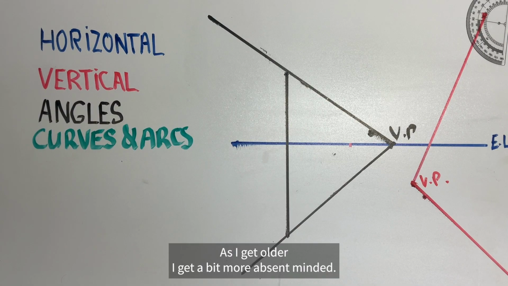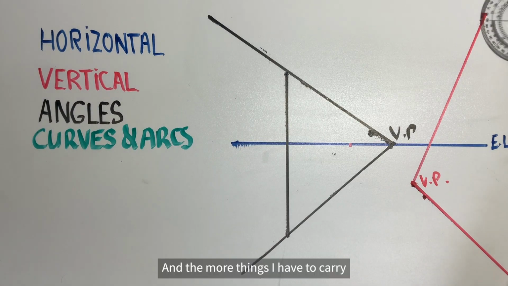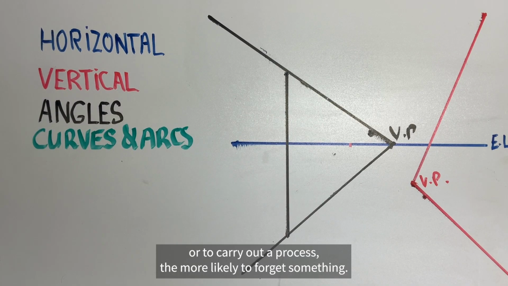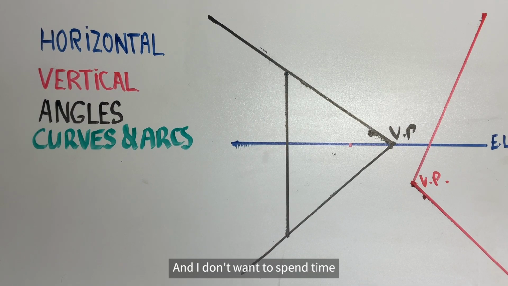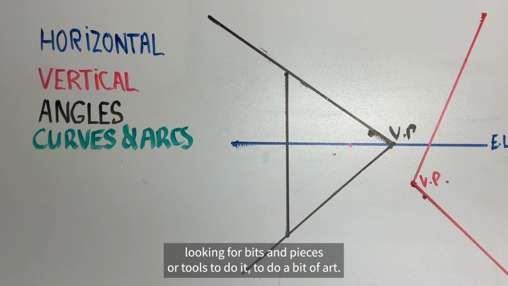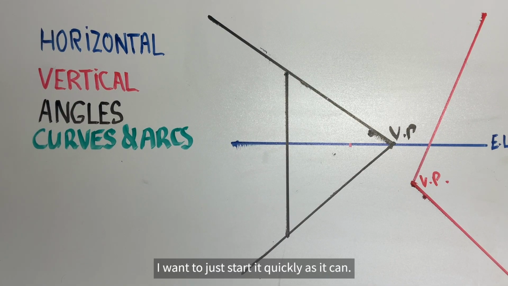But as I get older, I get a bit more absent-minded, and the more things I have to carry or to carry out a process, the more likely I am to forget something, and I don't want to spend time looking for bits and pieces or tools to do a bit of art. I want to just start it as quickly as I can.